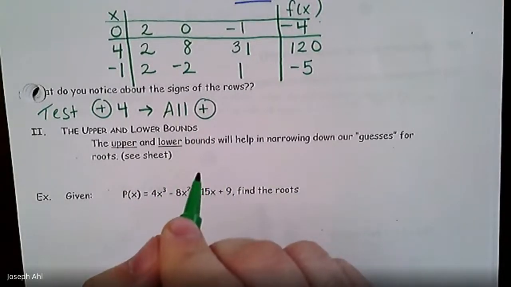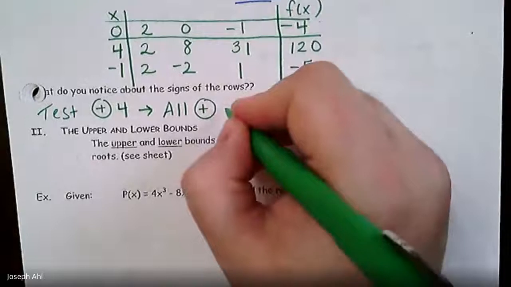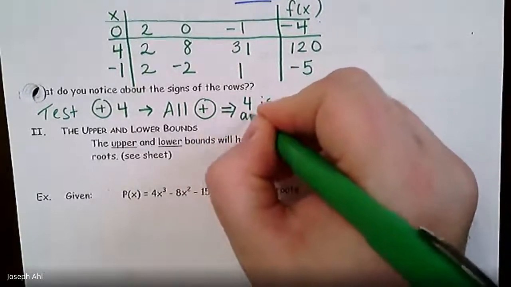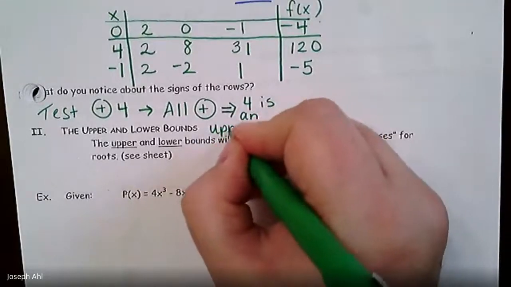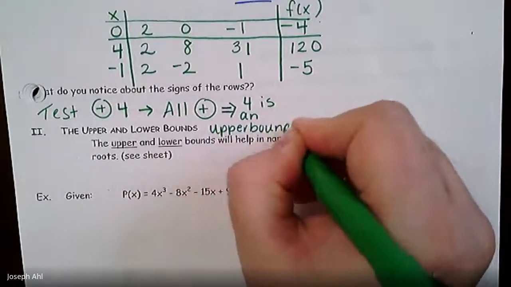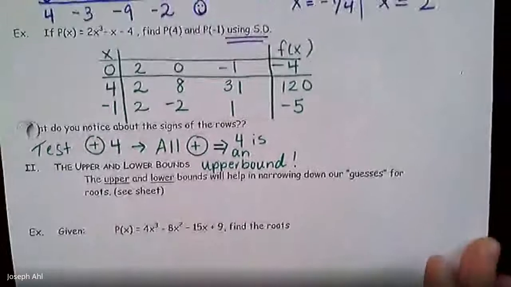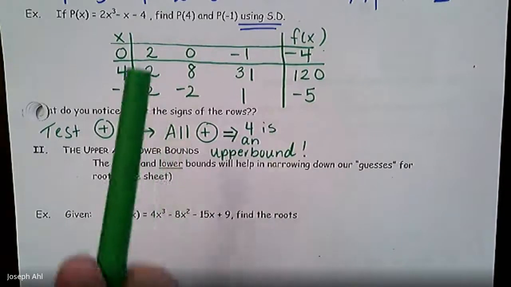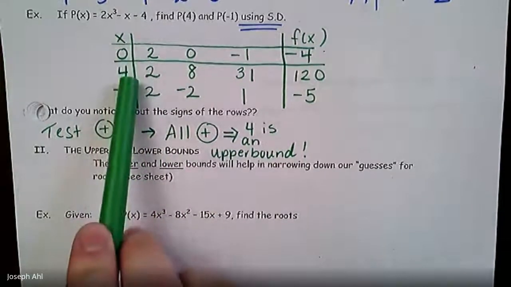So what does that mean? It means that 4 is an upper bound of the polynomial p of x. What does it mean to be an upper bound? It means that there are no roots higher than x equals 4.